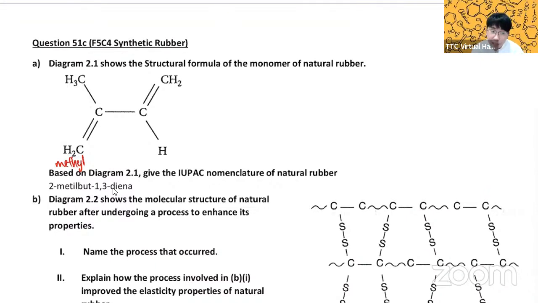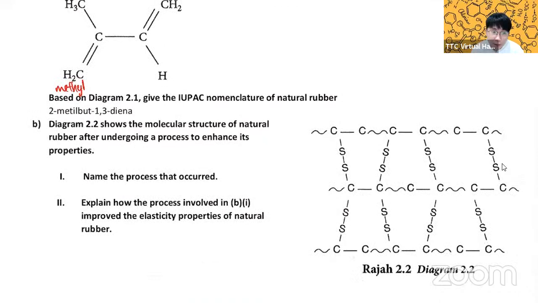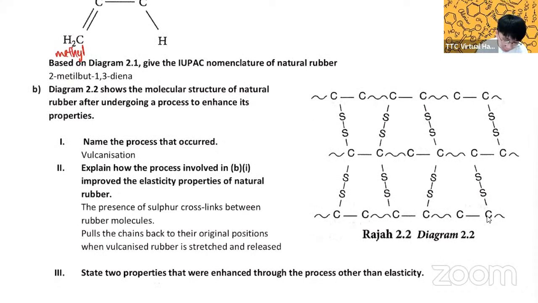The higher chance here is the process to strengthen natural rubber. What do we call the process again, guys? We call it vulcanization. And what is vulcanization? You build sulfur cross-links between your rubber molecules. That's a keyword. When they are connected, they become stronger. They don't slide over each other. They improve elasticity, become harder and so on. So from here, the presence of sulfur cross-links.